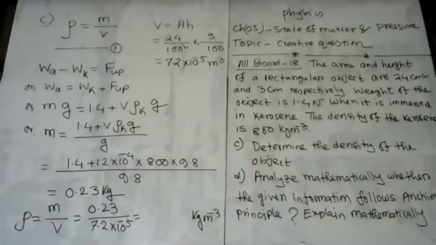Sir, 3.194 into 10 to the power minus 7. Yes, yes. And sir, answer of mass is 0.20 kg. 0.20 kg. Okay, please recheck your calculation to find out the mass of the body. I repeat it again, my dear student. Please recheck again the mass of the body. All of you take calculator and recheck the result that is given at the mass part.